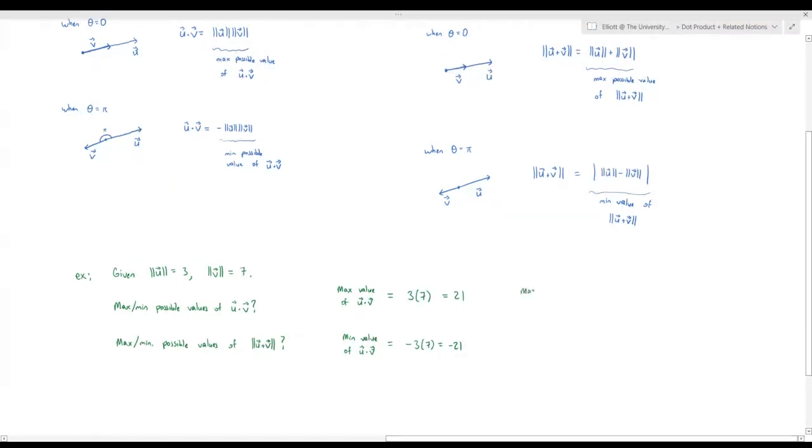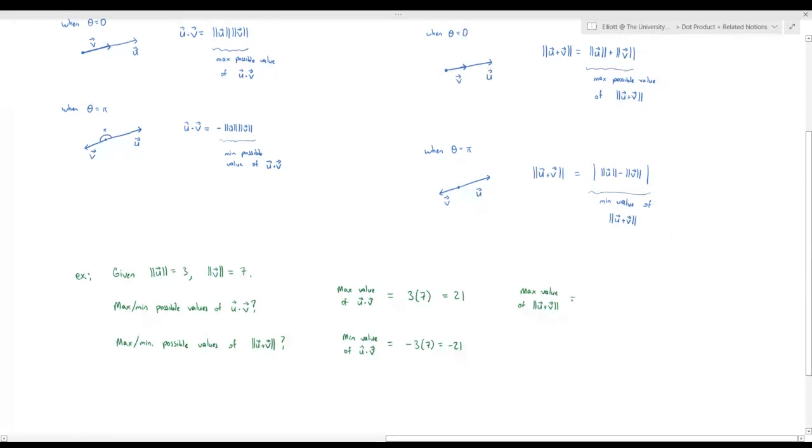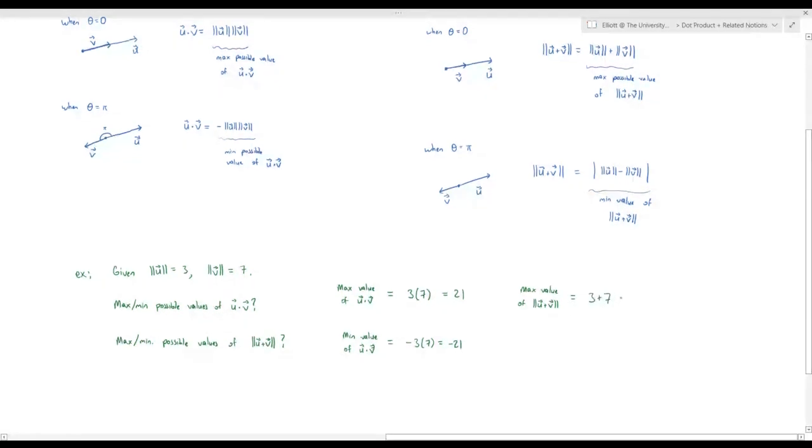And then just also real quick, the maximum value of the norm of u plus v. With the information given, the largest possible value of the norm of u plus v would be 3 plus 7. So the norm of u plus the norm of v, that's the largest possible value for it. So that would be 10.